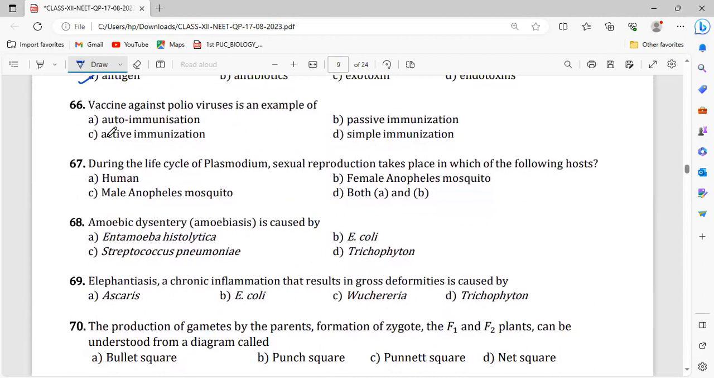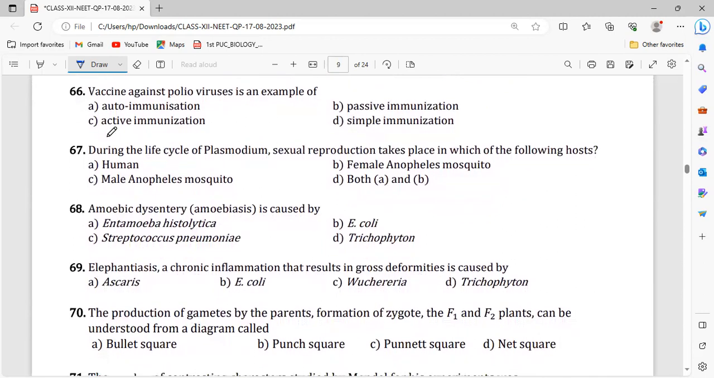Then 66. Vaccine against poliovirus. So here they are specifically asking about poliovirus. You need not worry about the disease they have given. If they have given a vaccine, a vaccine is always an example of active immunization. So active, and it is artificial. You should remember this also.